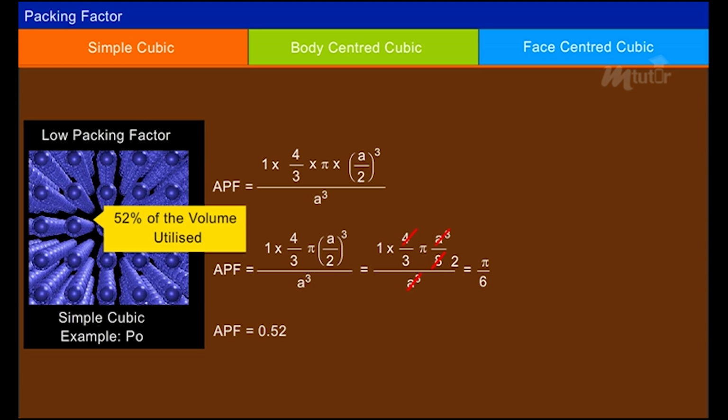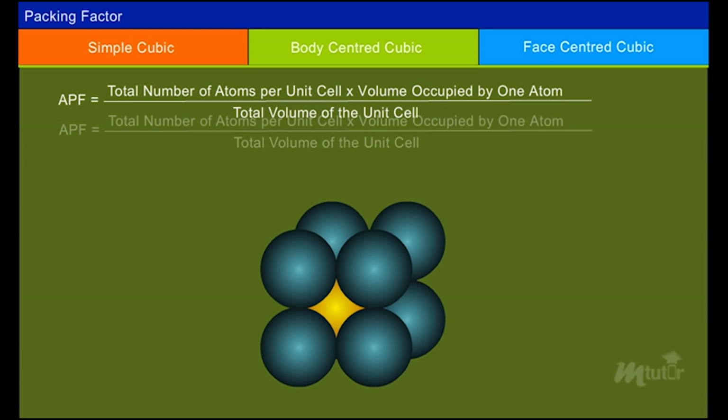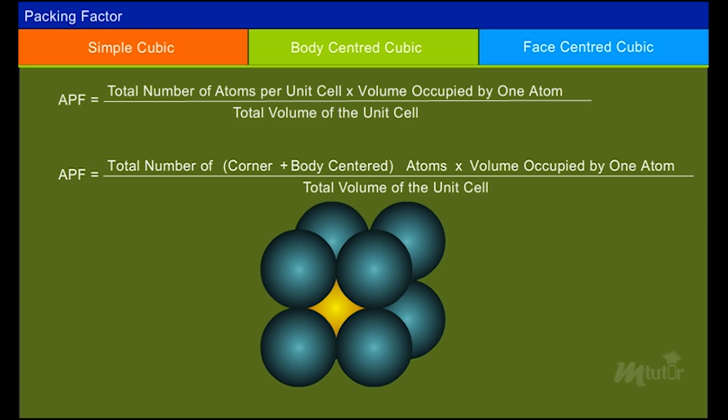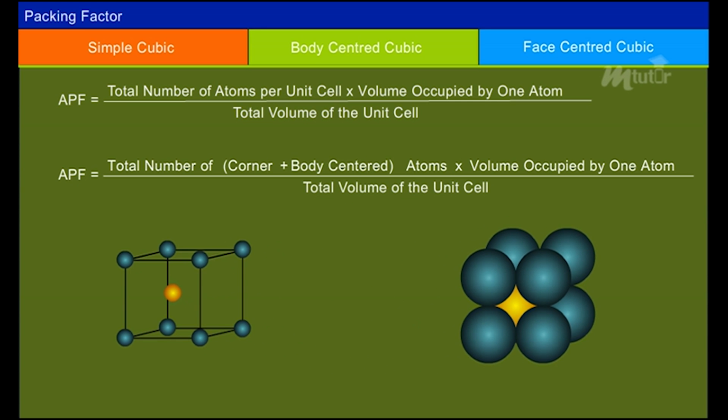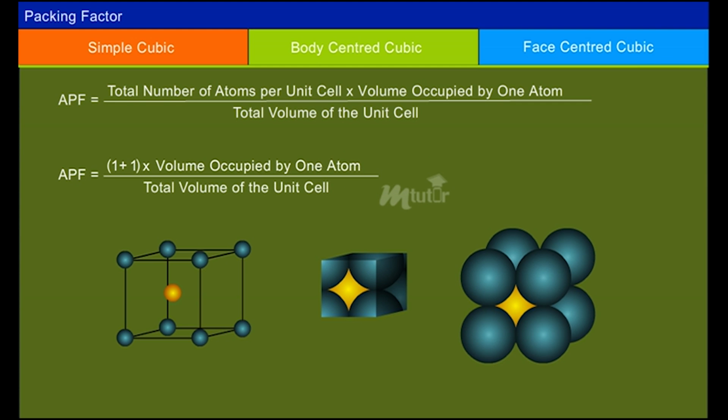In a body-centered cubic structure, we have a central atom with nearest neighbors at 8 corners of the unit cell. The total number of atoms per unit cell is the total number of corner atoms plus the total number of body-centered atoms. The total number of corner atoms per unit cell is 1, since each corner atom shares 1/8 to the unit cell. The number of body-centered atoms per unit cell is 1. The total number of atoms per unit cell in BCC is 2.